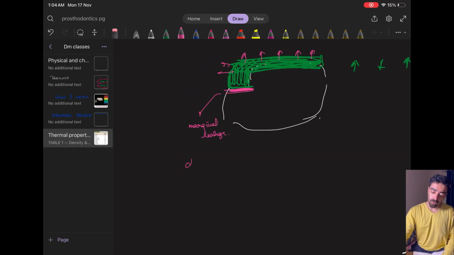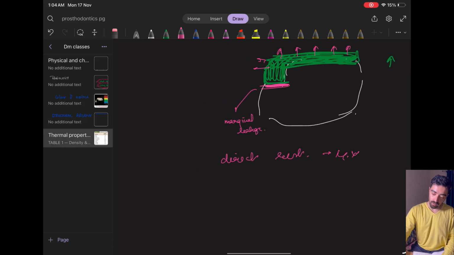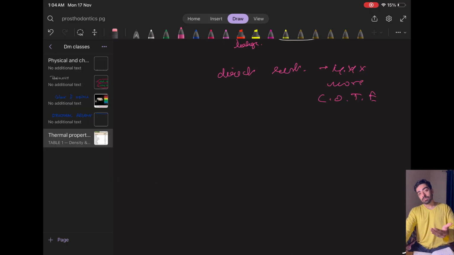It has been found that direct restorative materials have 4.4 times more coefficient of thermal expansion than enamel, जिसकी वजह से there are chances of micro leakage. What are direct restorative materials? Those restorative materials which are directly placed in the oral cavity. What are indirect restorative materials? These are the restorative materials that are firstly prepared in laboratory and then taken into the patient's mouth.